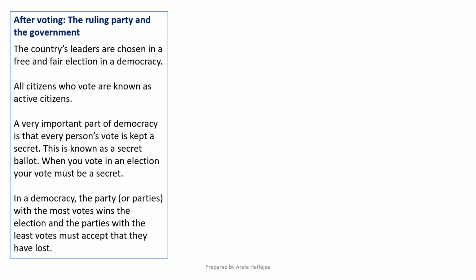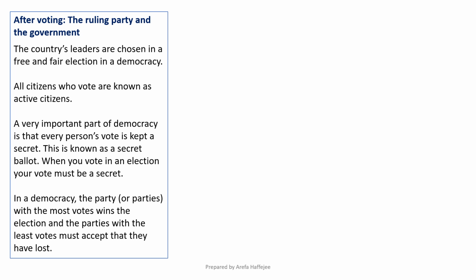Now, it's a very important part of democracy that every person's vote is kept a secret, and this is called a secret ballot. When you vote in an election, it's important not to tell people who you are voting for, because sometimes people will influence you not to vote for a party that you believe in, and this can influence you not to do what you feel like doing.